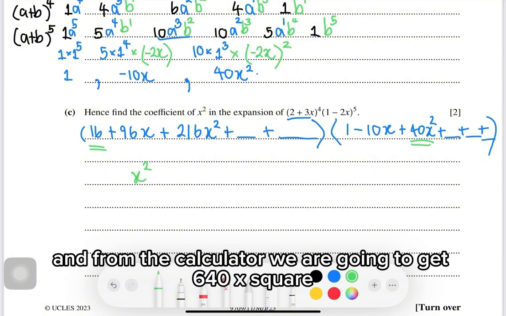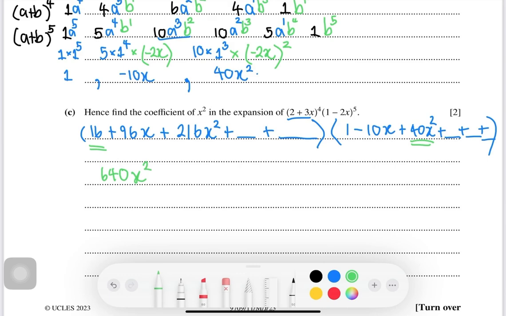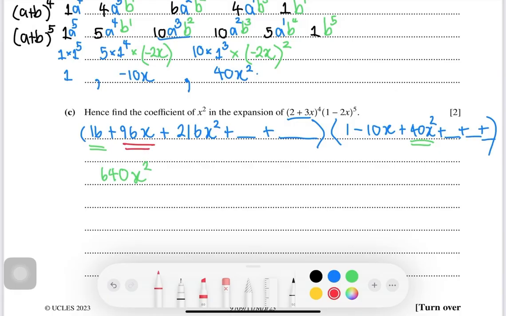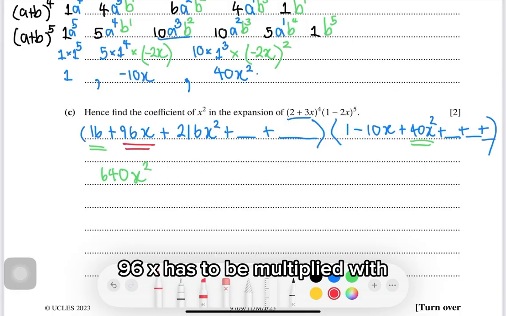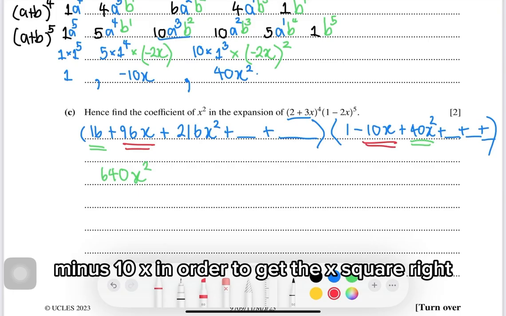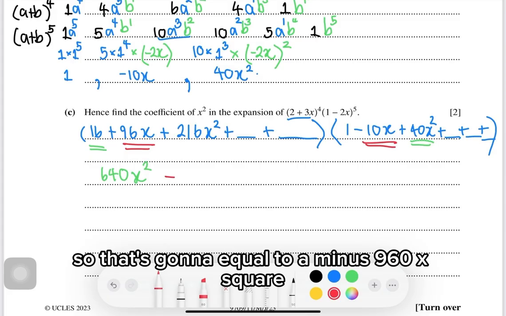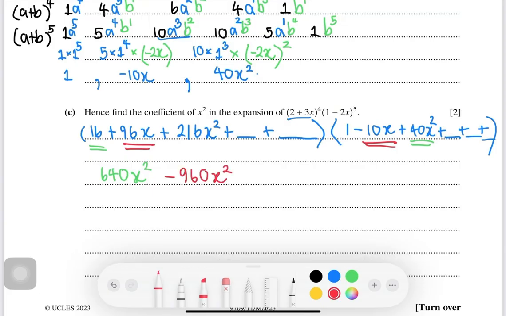And from the calculator, we are going to get 640x squared. Now let's do the next term. 96x. 96x has to be multiplied with minus 10x in order to get the x squared, right? Because x multiplied by x is equal to x squared. So that's going to equal a minus 960x squared.